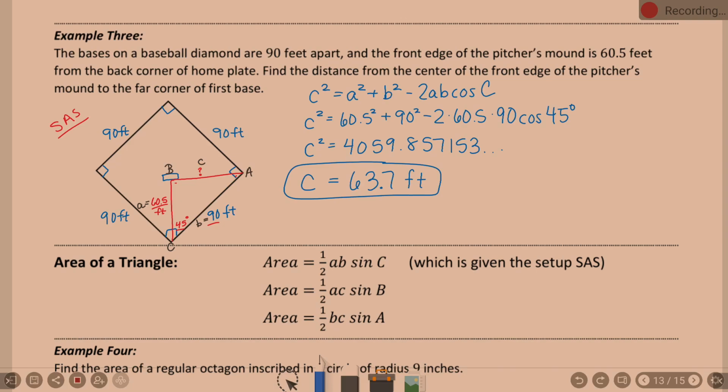Okay, now, two other formulas that go along with side angle side and side side side. These other two formulas, they'll be on your formula page, are ways to find the area of a triangle. This first one is a way to find the area of a triangle given a side angle side setup. I'm actually going to the next screen.